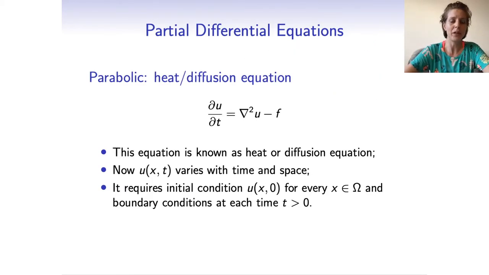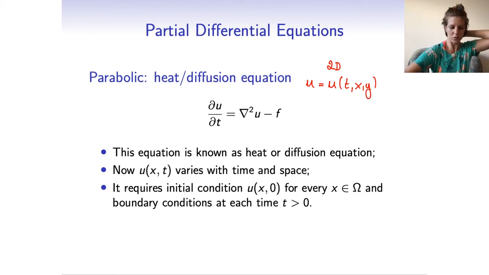As a parabolic example, we have the heat or the diffusion equation. In this case, we are no longer interested only in the steady state, but we are also interested in the change of u along time. So if we are in 2D, we have that u equals u of t, x, and y, for example. This equation is known as the heat or diffusion equation.